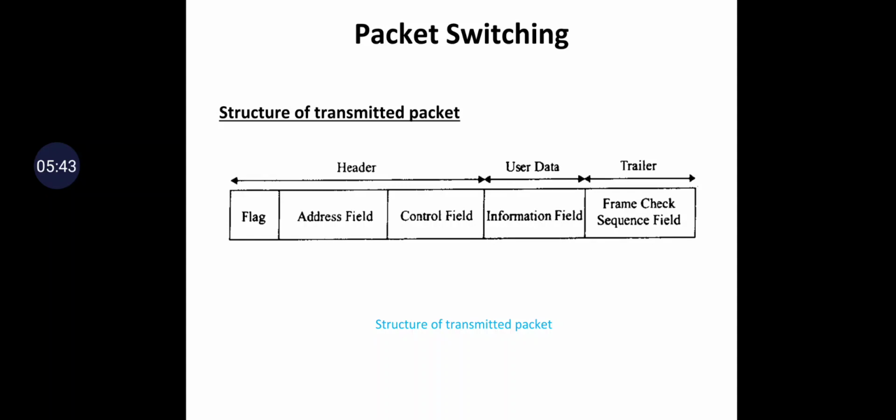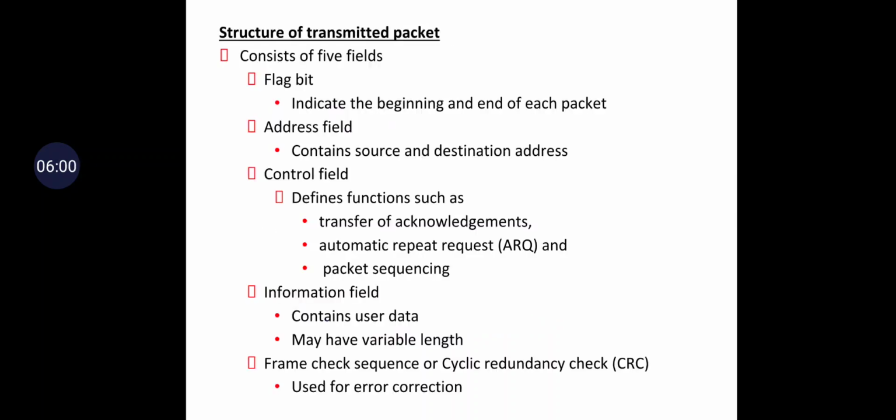So in the header we have flag, address field and control field, and then in the user data portion we have the information field, and in the trailer portion we have the frame check sequence field, that is the CRC code for error detection and correction. So let's see the structure of the transmitted packet in detail. It consists of 5 fields. First one is the flag bit. It indicates the beginning and end of each packet. And next we have the address field. It contains source and destination address.